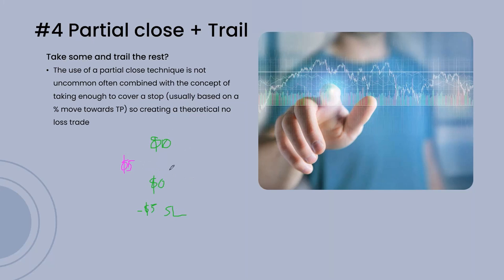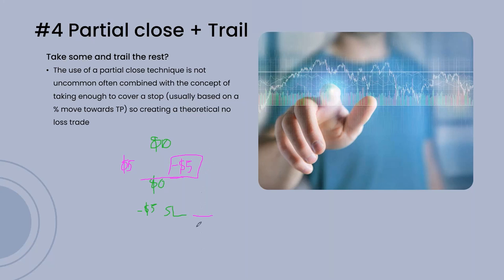Is you, at $5, you take $5 off and you trail your stop. You don't leave your stop down here, you trail your stop to here. Okay, so your worst scenario is now $5 profit. Okay, because you've locked that in. The bit that's left can't get down here. So you're not covering that stop now. You're covering down to zero.